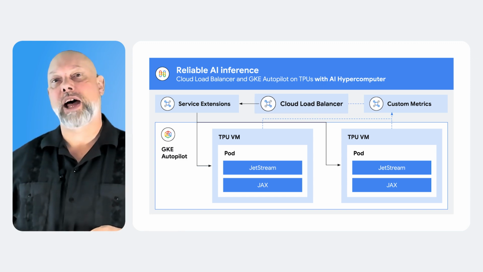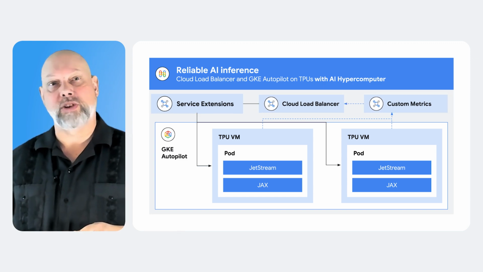Then we layer on Cloud Load Balancer with custom metrics and service extensions. GKE and Cloud Load Balancer integrate to provide super high reliability. GKE automates the deployment, scaling, and management of containerized AI applications with 99.9% pod-level uptime SLA. Now that's a mouthful. While Cloud Load Balancer with custom metrics ensures high availability and intelligent traffic distribution. Get this, today, Cloud Load Balancing supports over 1 million queries per second.